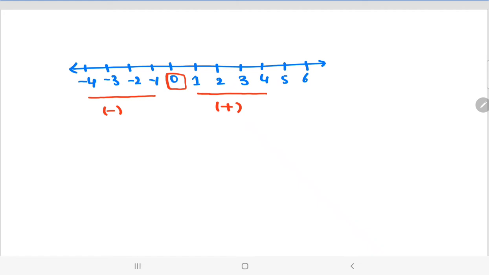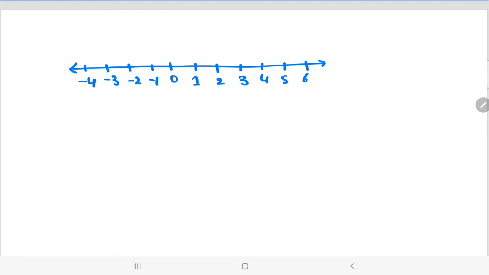Students, I would like to tell one important point here. 0 is neither negative nor positive. So 0 is not positive, it is also not negative. So we should not classify 0 under negative integers and positive integers.